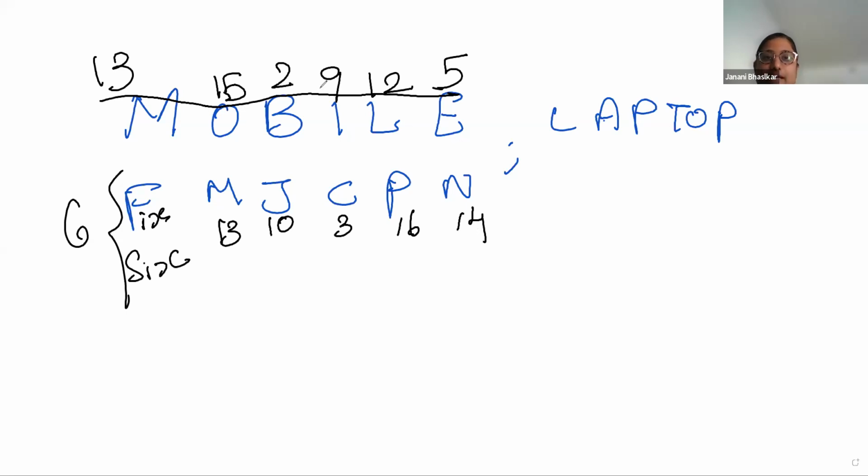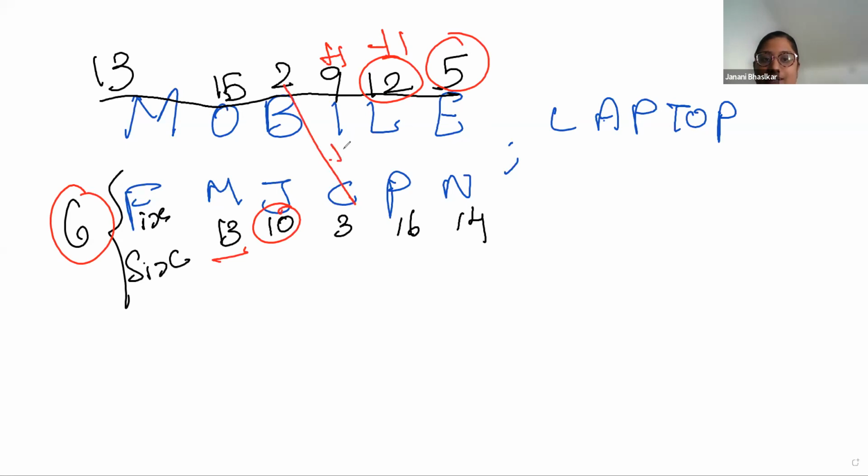Now, having written the place value of all these letters, are you able to identify the logic? This is 5, this is 6. This is 12, plus 1 will be 13. 9 plus 1 will be 10. 2 plus 1, 3. 15 plus 1, 16. 13 plus 1 will be 14. Right? So I am writing the next letter in the alphabetical series in the reverse order of the word. Okay, what is the next letter to P? Q. Next letter to O?